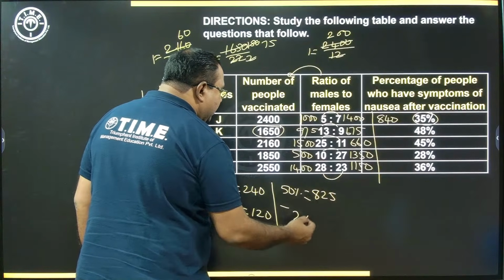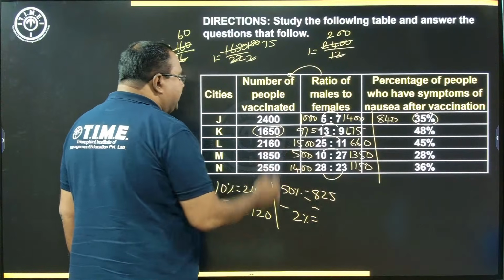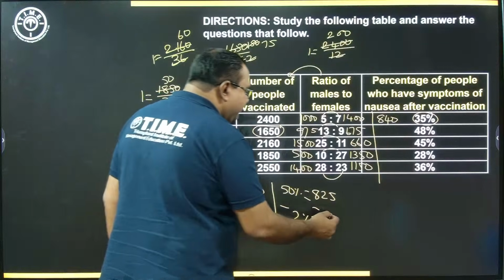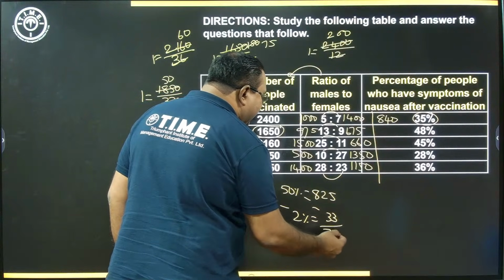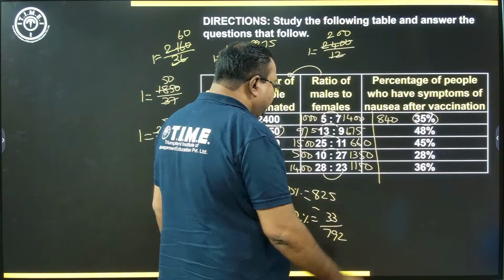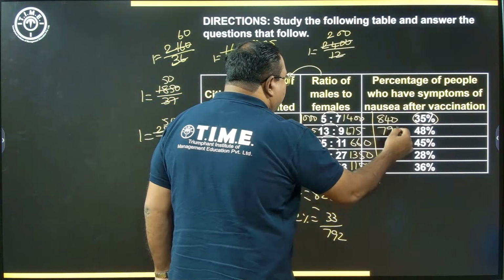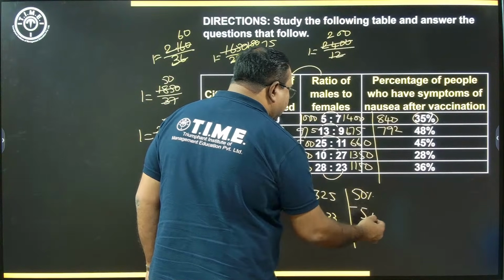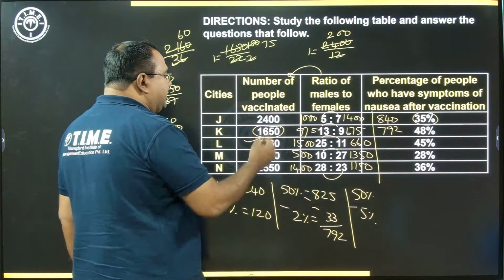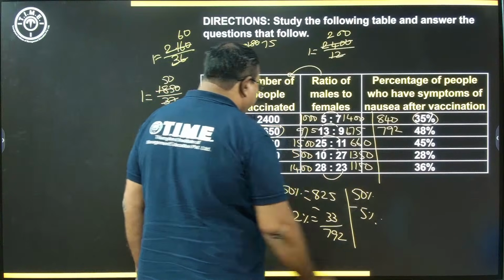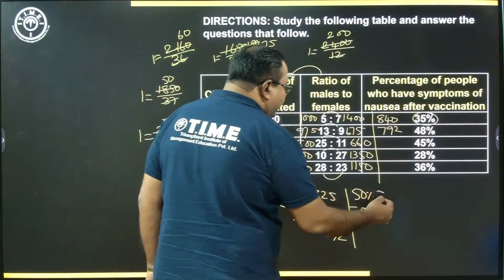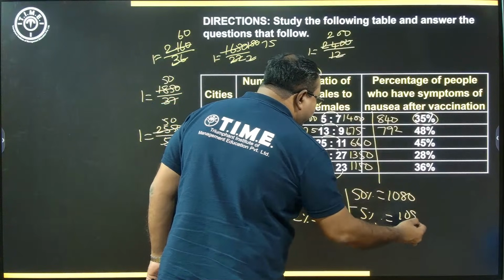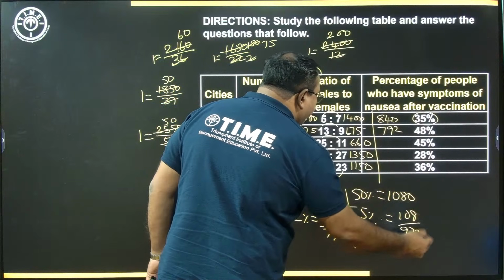Minus 2%. 1%, 16.5. After 2 digits, you have to put a point. 2%, 33. 792. Then 45%. How do you get 45%? 50% minus 5%. In L, 50% means half of this, 1080. 1080 minus 5%, just put a point, it will become 5, 108. It is 972.